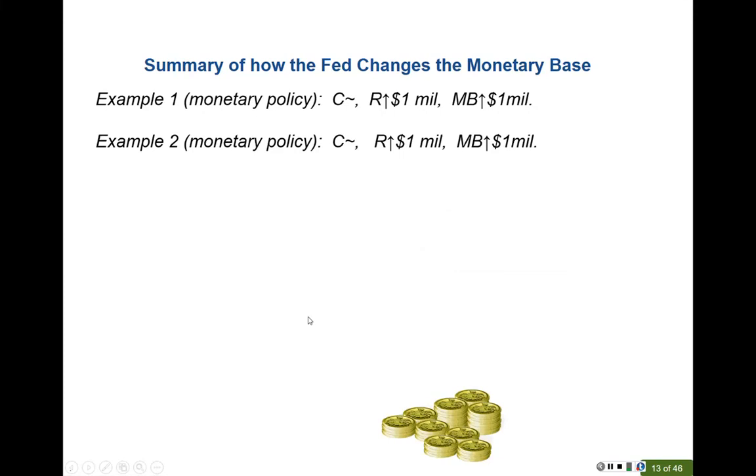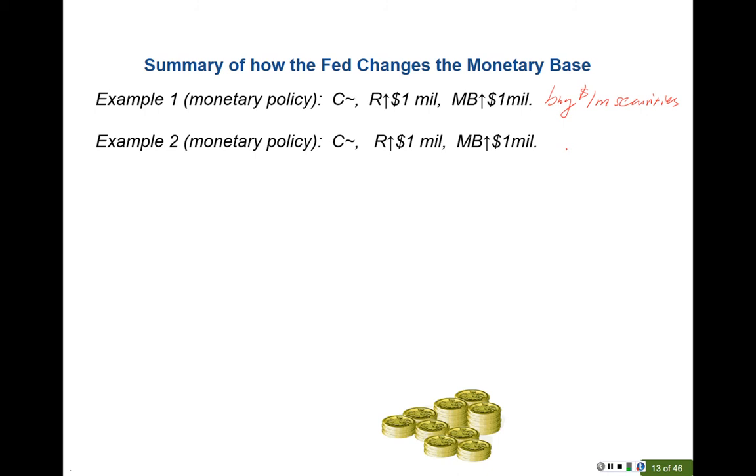Okay, let's summarize how the Federal Reserve may change the monetary base and other variables. Previously, we illustrated three examples. In the first two examples, the Federal Reserve takes monetary actions. If you can recall, in the first one, the Federal Reserve buys $1 million of securities in the open market. We can see currency remains the same. Both reserves and the monetary base increase by $1 million.